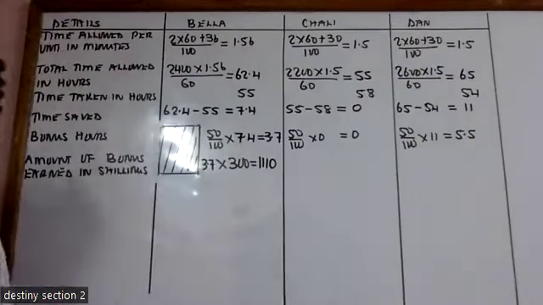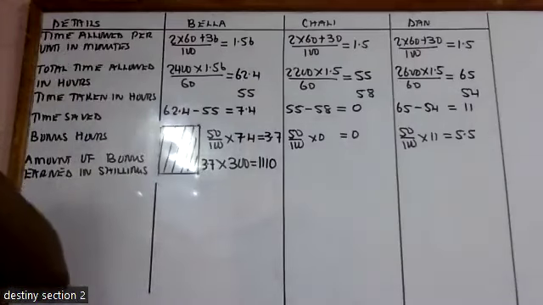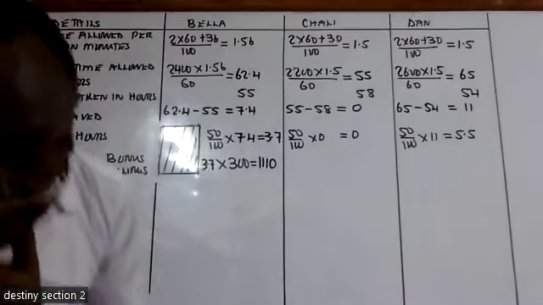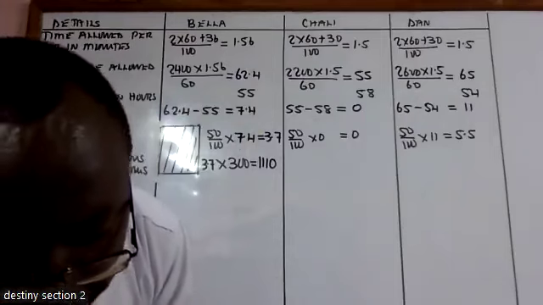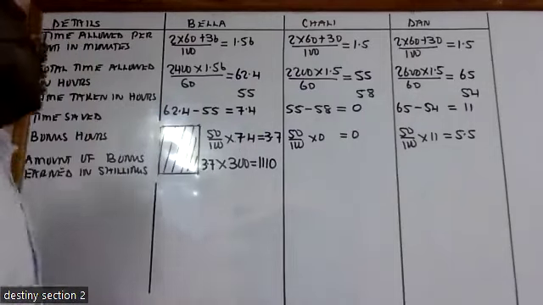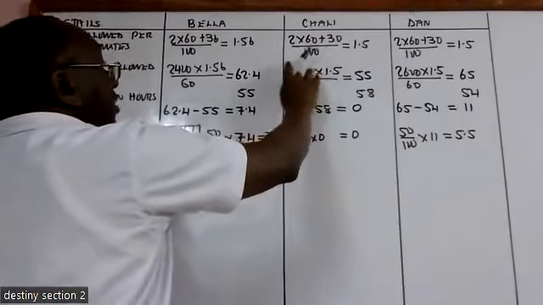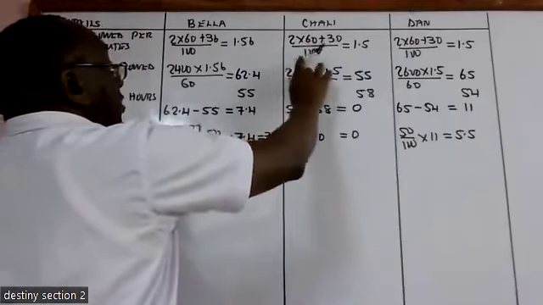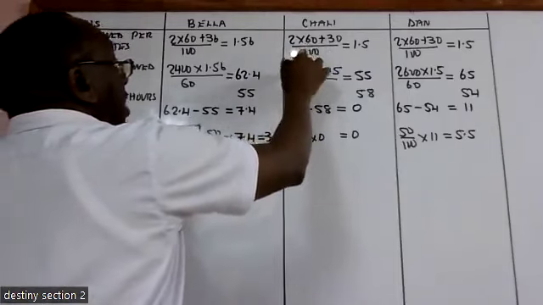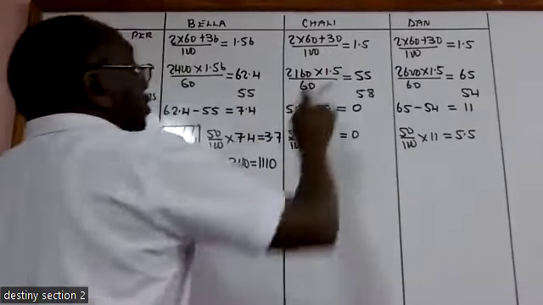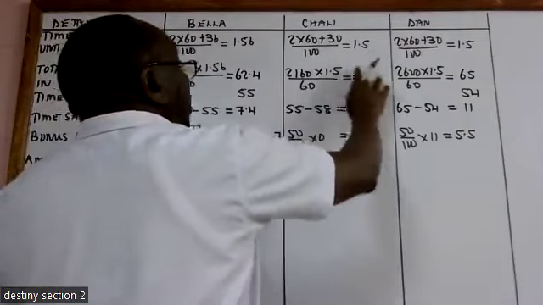Let us go and do the same thing for Charlie. Charlie's rejected units were 40. So instead of charging him 2,200, we will charge him 2,160 units. 2,160. So that is going to bring a change here.